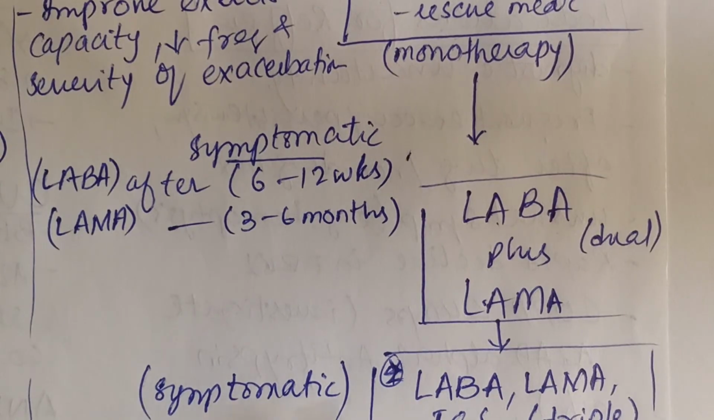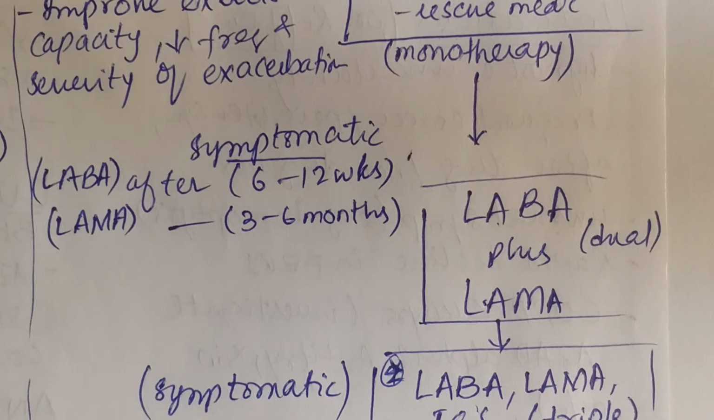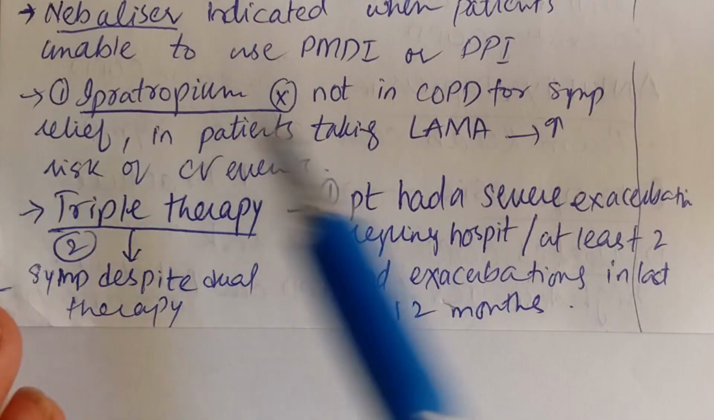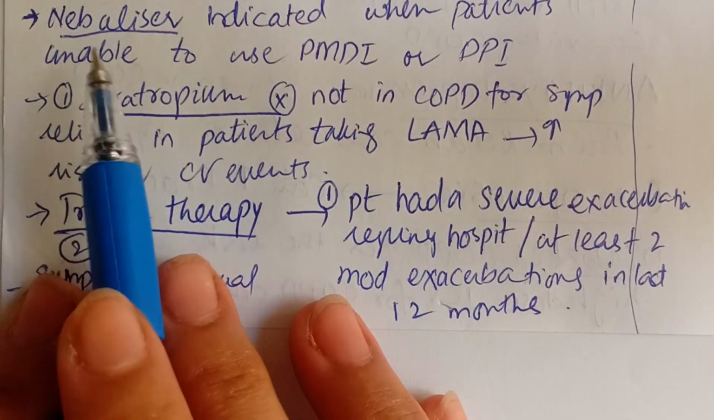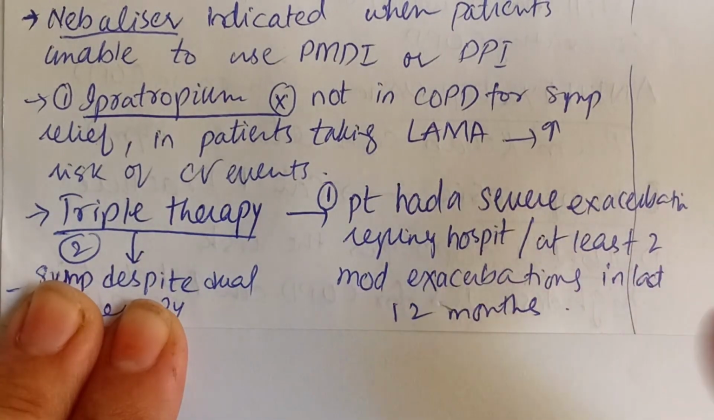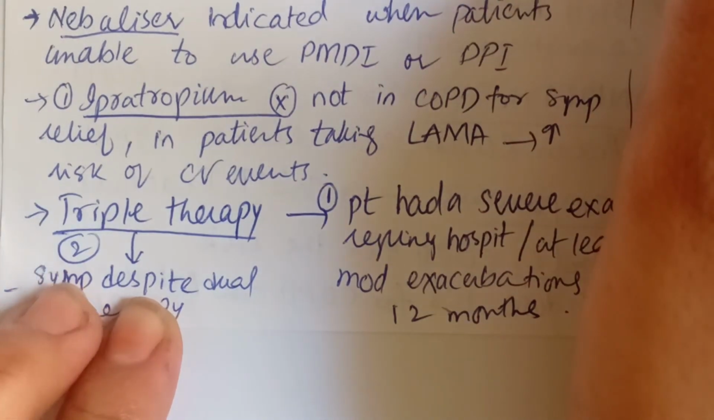Patient remains symptomatic. We are going towards the triple therapy, that is LABA, LAMA, and inhaled corticosteroids. If the patient remains symptomatic, we are going to refer the patient to the respiratory physician. Some important points in drug therapy are that along with SABA, SABA and/or ipratropium can also be used in the first step of the management when the mild and infrequent symptoms are there.